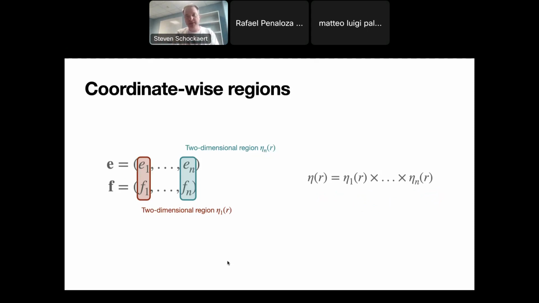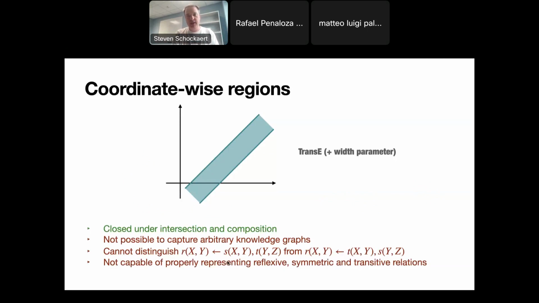Now, the main question that remains is, what are these two-dimensional regions? The simplest thing we can do is go back to the TransE model. In the TransE model, we have these infinite stripes. That's a two-dimensional region, and we'll have n of these stripes. That's a region, and the TransE model with thresholds, a threshold on each coordinate, is a special case of this coordinate-wise region-based framework. Okay, so is this a good model? Can we stop here? Well, the answer is no.